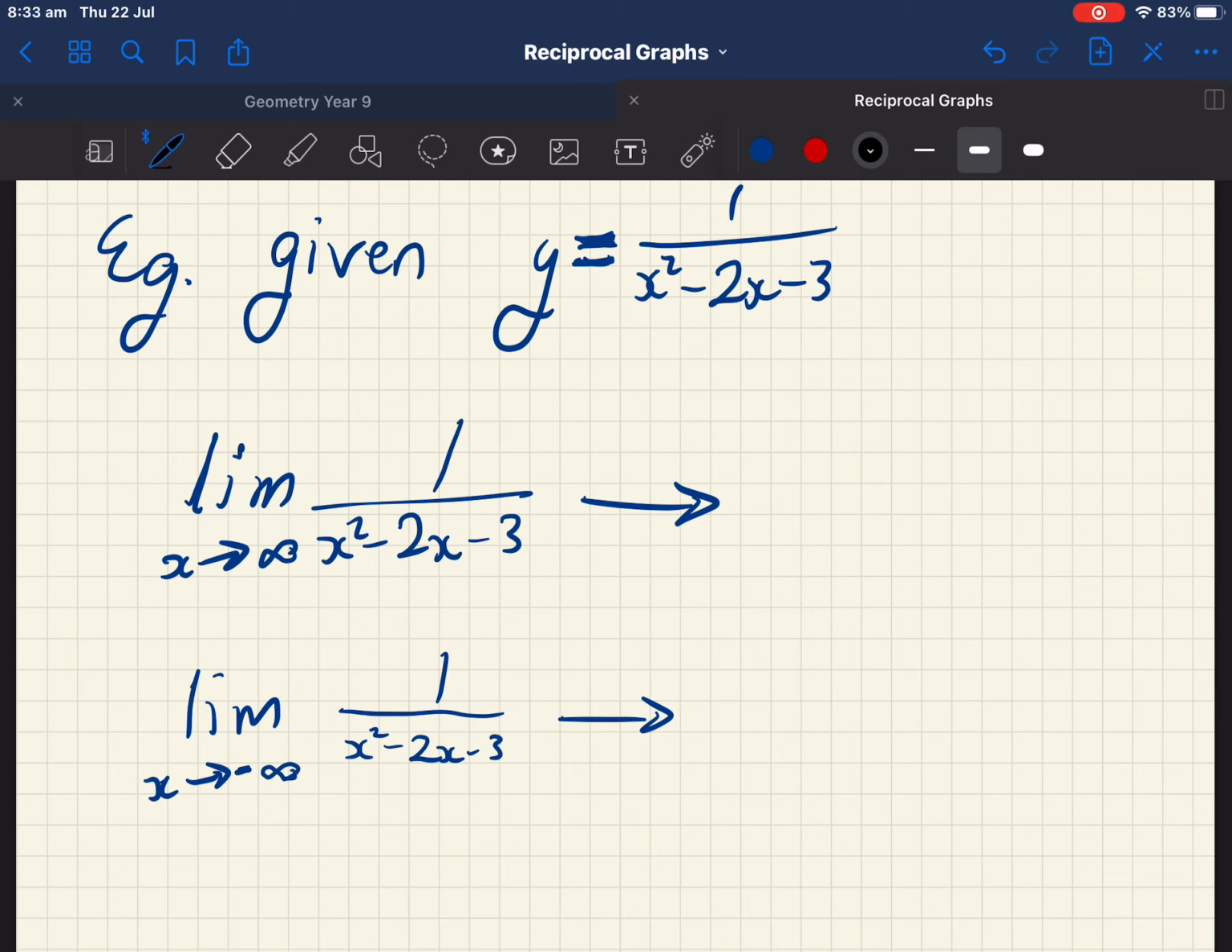We're going to find the limiting value as x approaches infinity. So you sub infinity into the expression, and you're just going to end up with 1 over infinity squared minus 2 lots of infinity minus 3. Ultimately, the x squared is going to be the dominant term. It's the term that's going to take control. So you're going to end up with 1 over ultimately infinity.